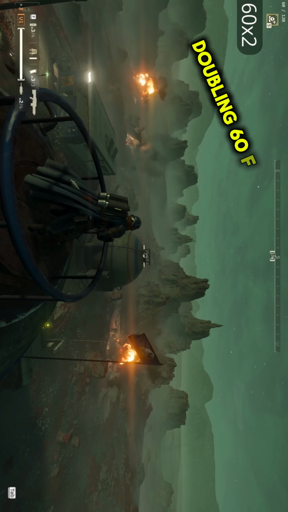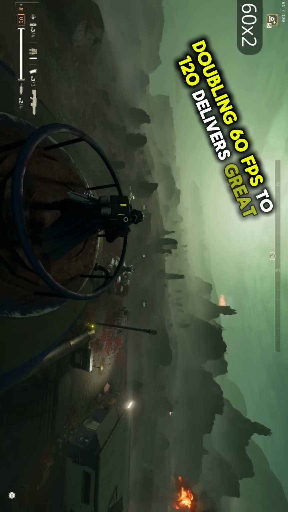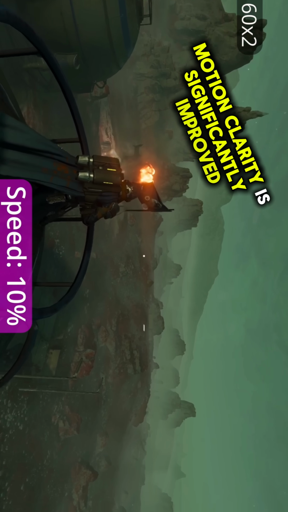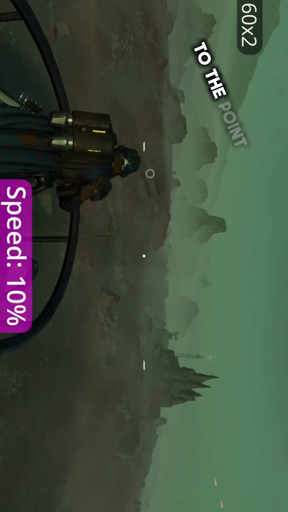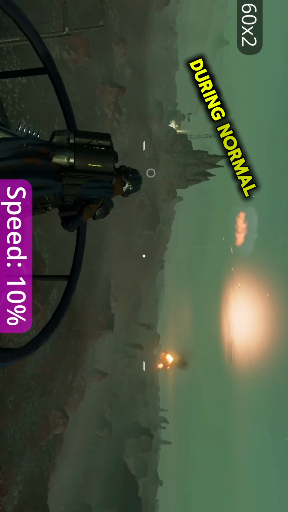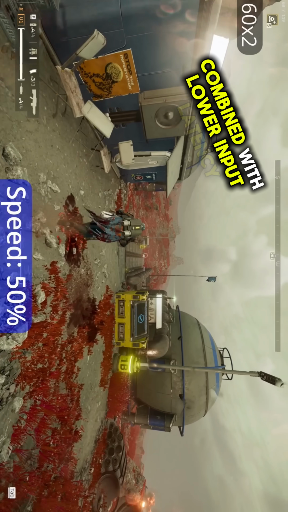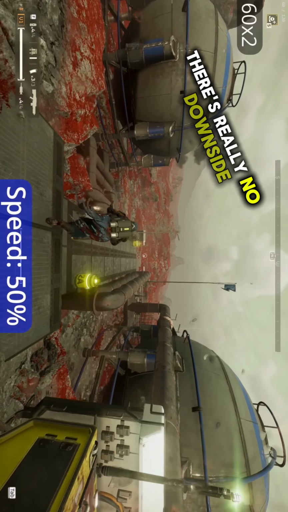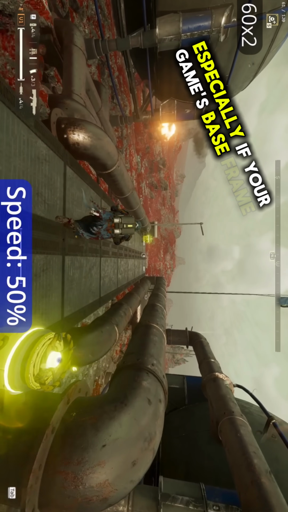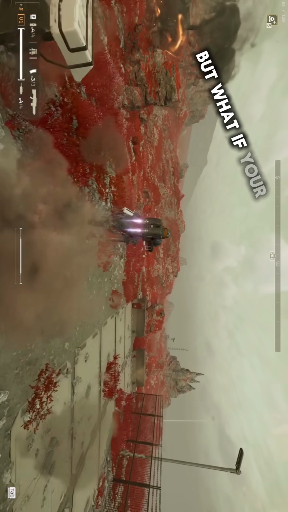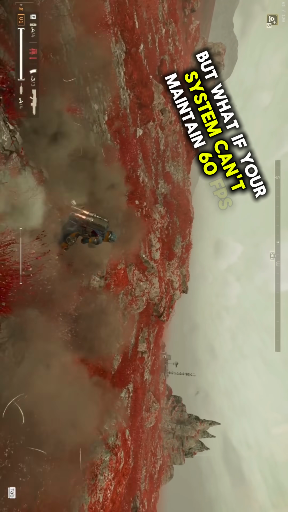Doubling 60 FPS to 120 delivers great results. Motion clarity is significantly improved, and artifacting is reduced to the point where it's barely noticeable during normal gameplay. Combined with lower input latency, there's really no downside, especially if your game's base frame rate struggles to reach the triple digits. But what if your system can't maintain 60 FPS?